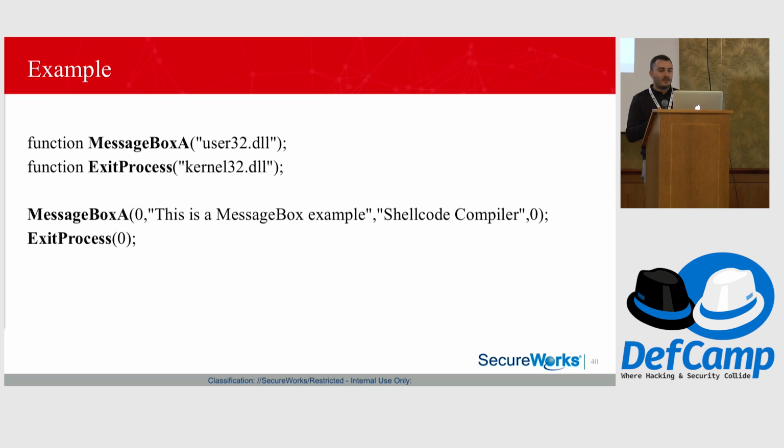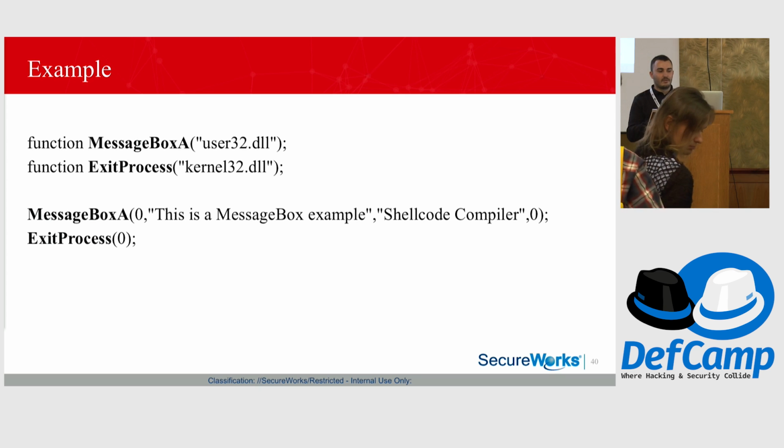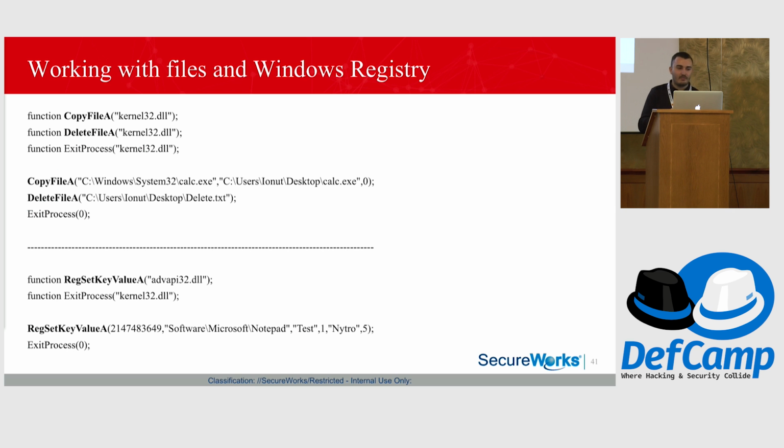You specify all the parameters in the correct order, and you call exit process with the exit code as 0, so everything was okay. And Shellcode compiler will generate the shellcode for those two function calls. Let's see what else you can do.